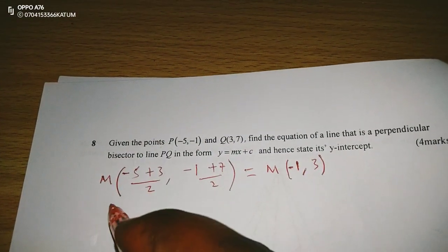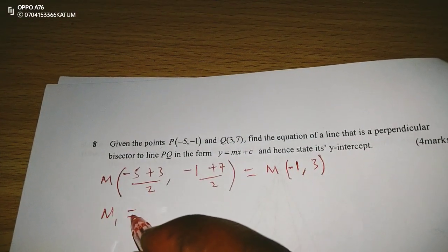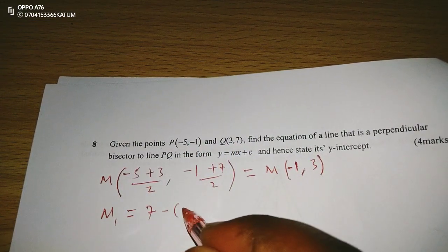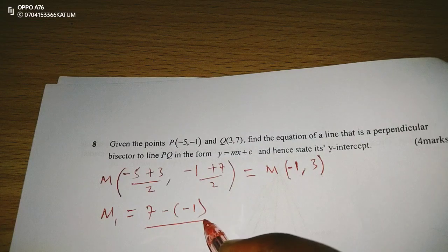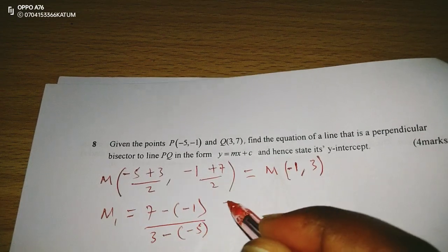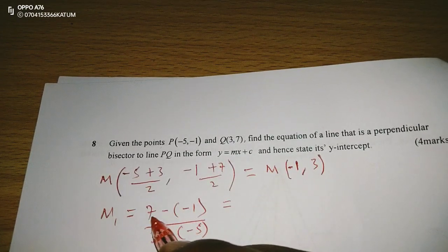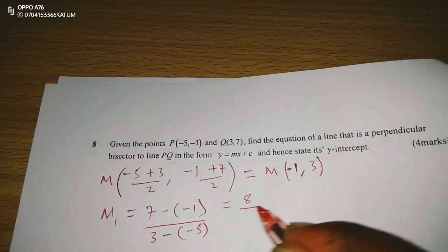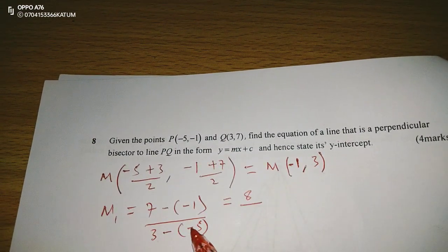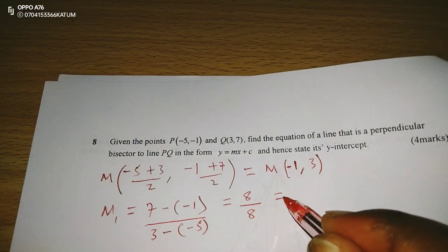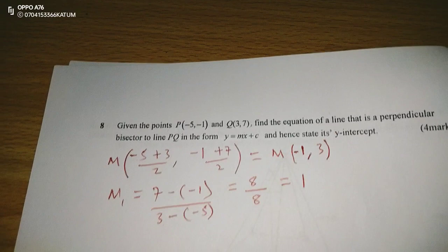Now that we have the coordinates of the midpoint, the other thing to get is the gradient, m1, the gradient of PQ. So gradient m1, we're going to get y minus the first y, so 7 minus -1, divided by change in x, so 3 minus -5. So this is going to be 8, because we have 7 minus -1, which makes it 7 plus 1, 8, out of 3 minus -5, making it 3 plus 5, 8. This is equal to +1.